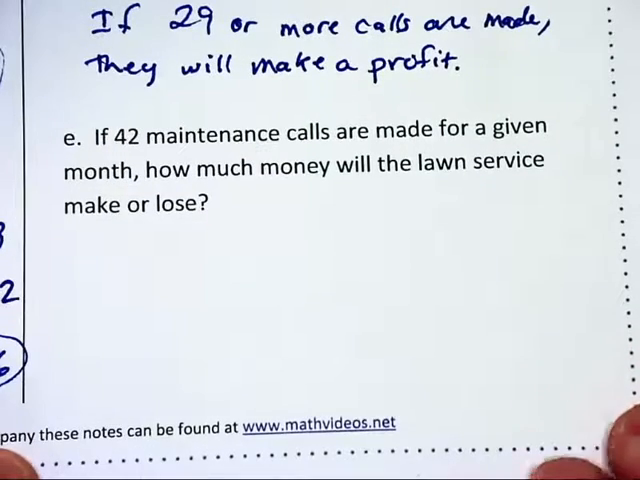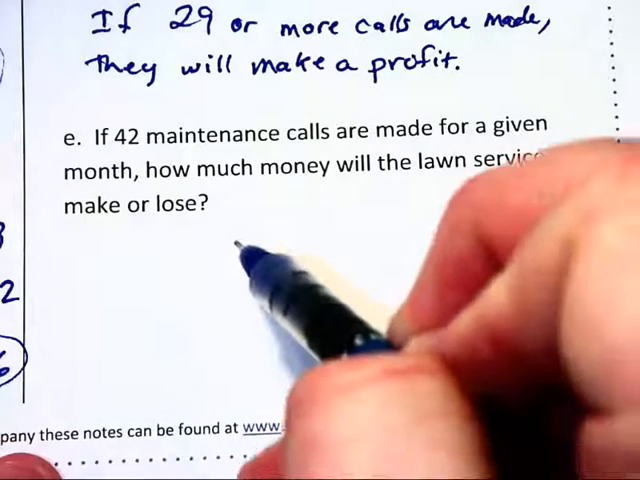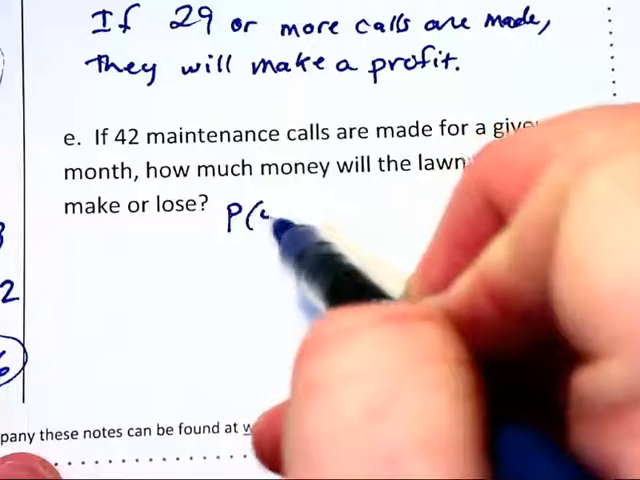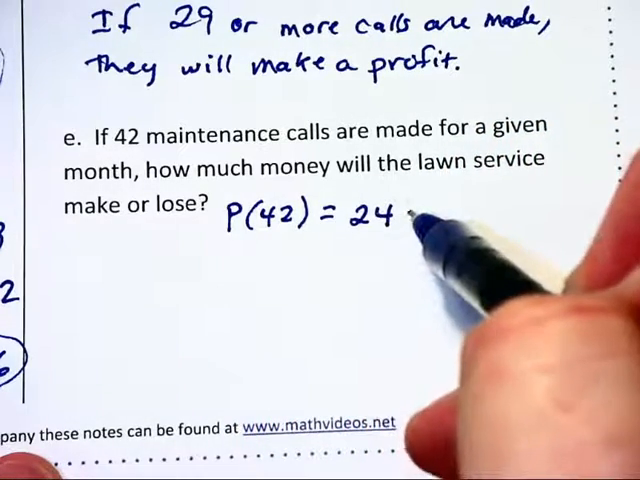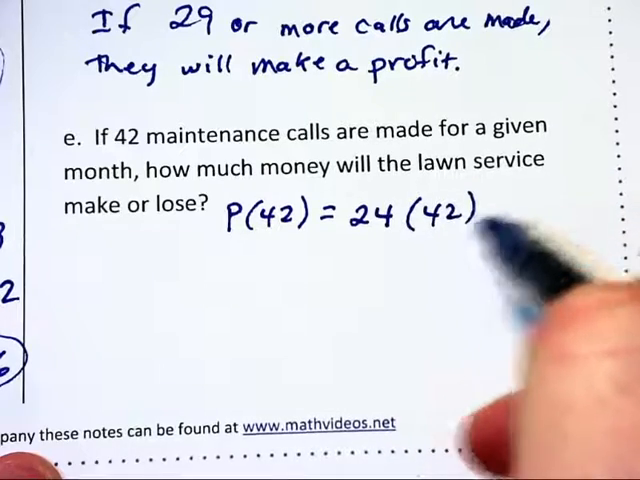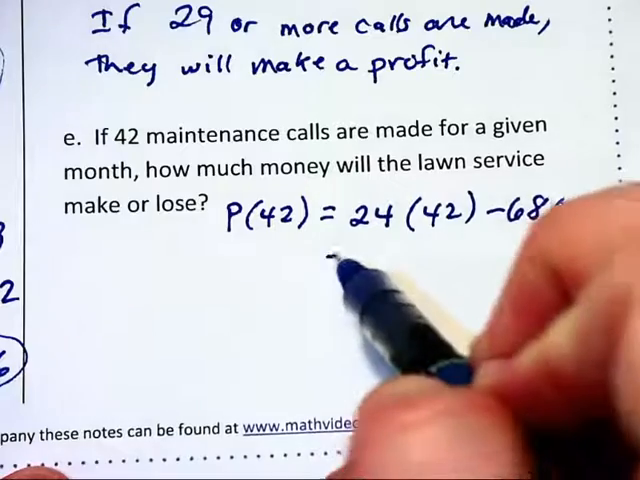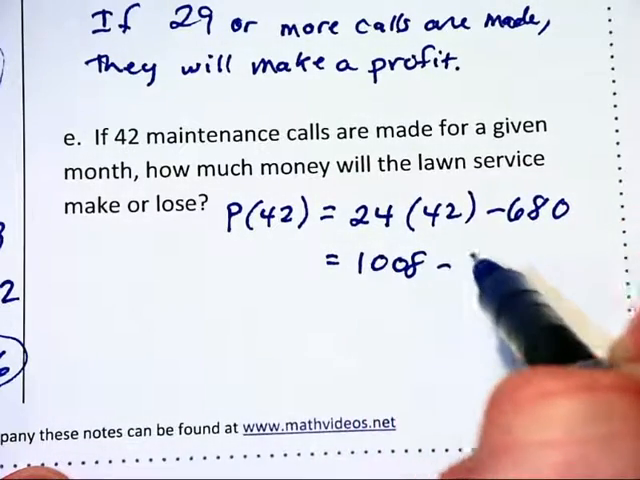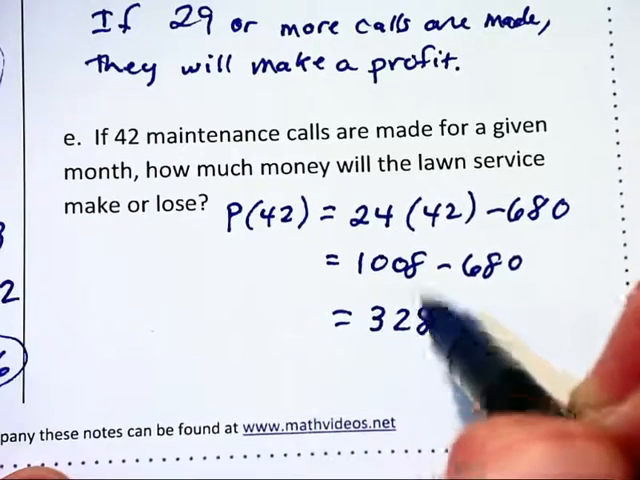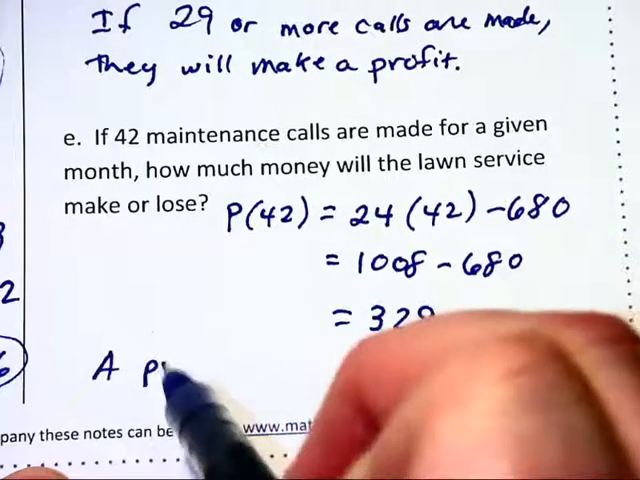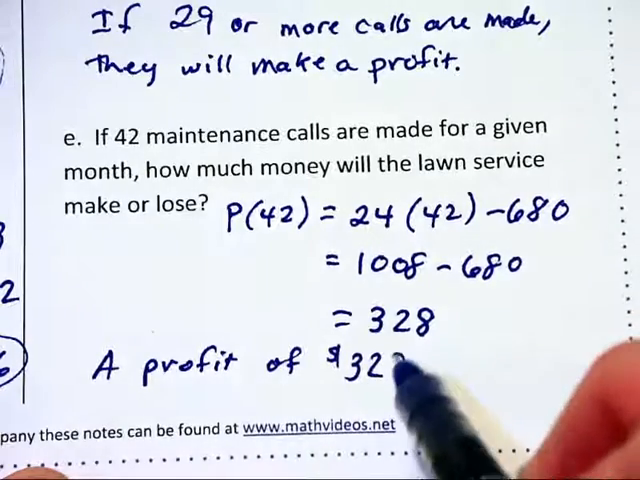In this last part, they want to know how much profit will be made if there's 42 calls. So here we go. Profit when there's 42 calls will equal 24x, which will be 24 times 42, minus the $680 of fixed costs. This will equal 1008 minus 680, which will be 328. So we will have a profit of $328 will be made.